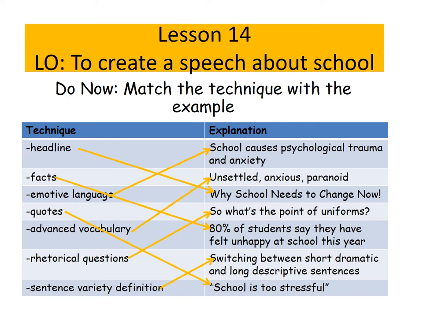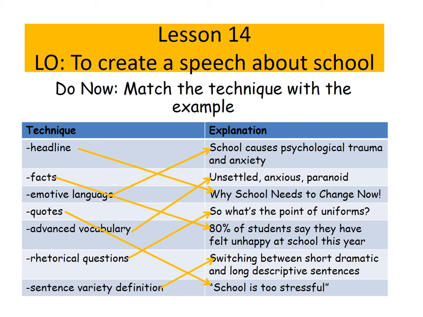Right, fourth one, quotes. So look for the quotation marks. It says school is too stressful. Then we've got advanced vocabulary. So these are complex, really good words to be using. Things like unsettled, anxious, paranoid.